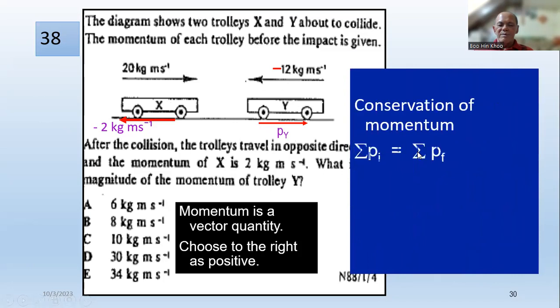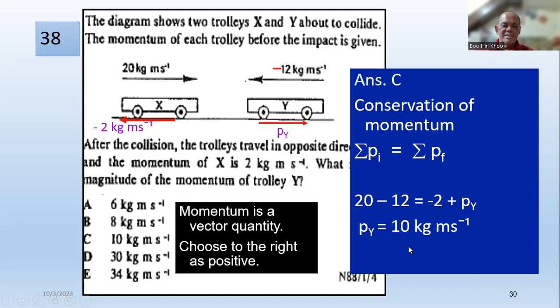Conservation of momentum: some momentum initially, and the same momentum finally. So we add initially. Initially is these two: 20 minus 12. The final one is minus 2 plus py. So take these two across, it becomes positive. So this one becomes 10. So the answer is 10. Answer is C.